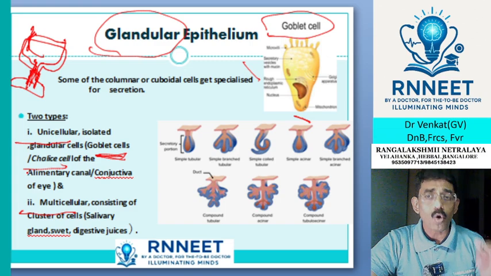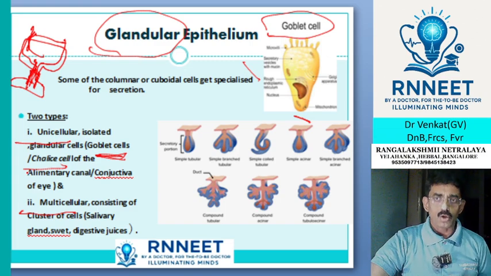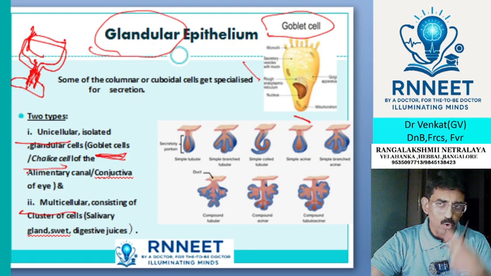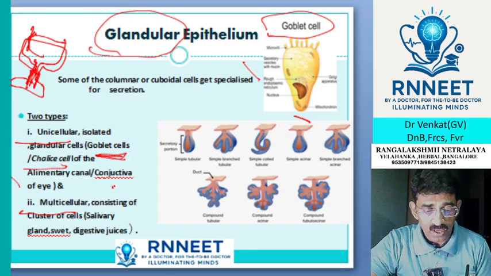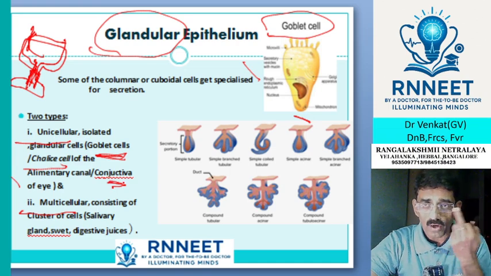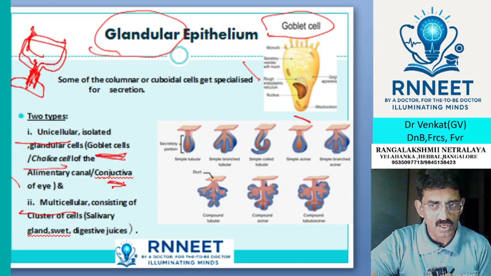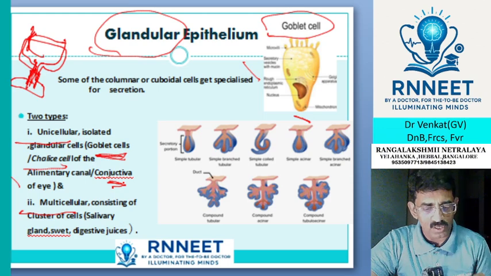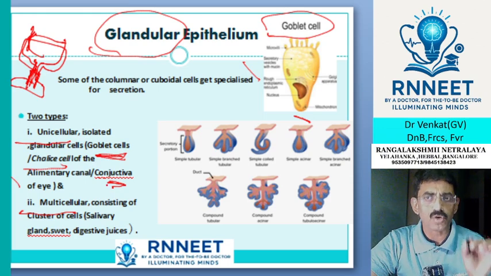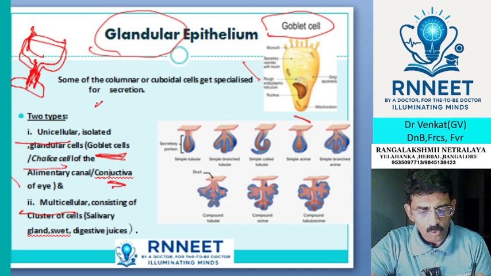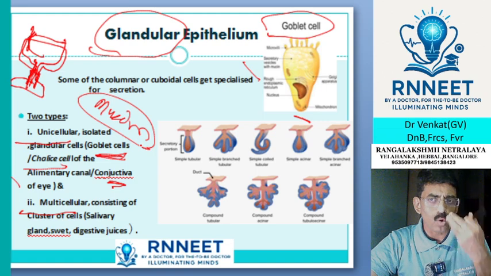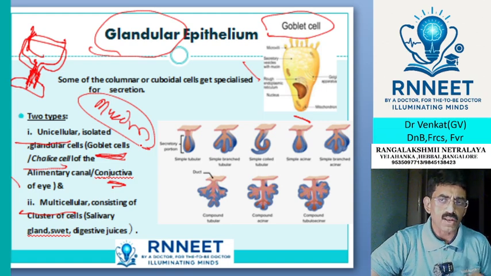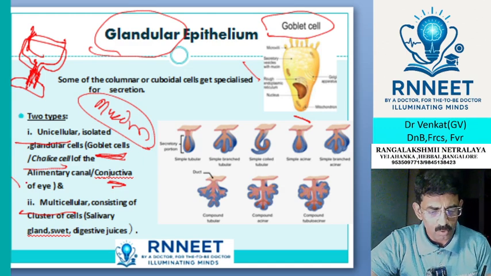And where are they present? All throughout your alimentary canal, where you basically have to swallow. And they can also be present in the conjunctiva. What is the conjunctiva? The outer layer of your eyes. There also mucin is secreted. So the major function of the goblet cell is to secrete mucus or mucin, which gives you smooth passage. You don't want the food to choke or irritate, so you need a smooth covering throughout your alimentary canal, and that is what mucin does.